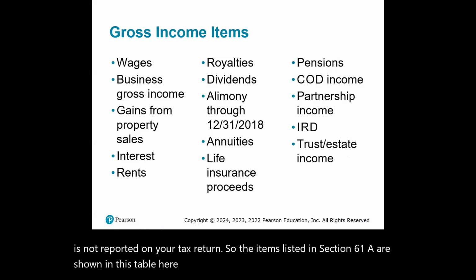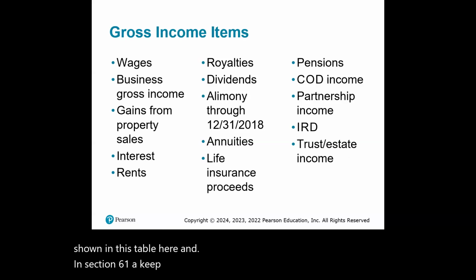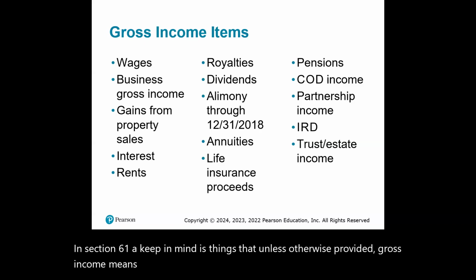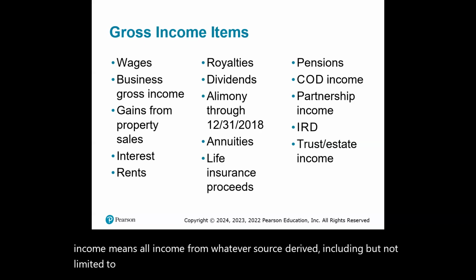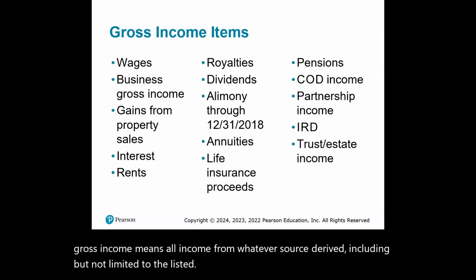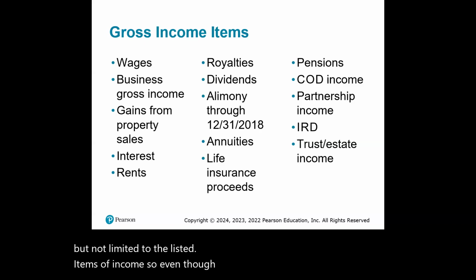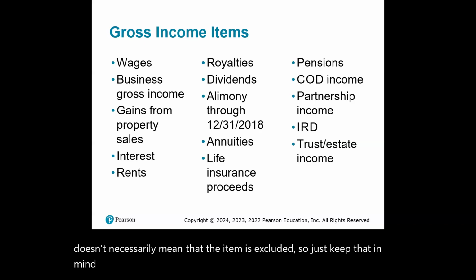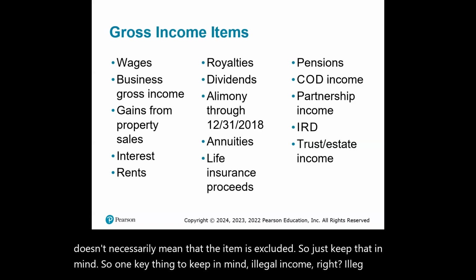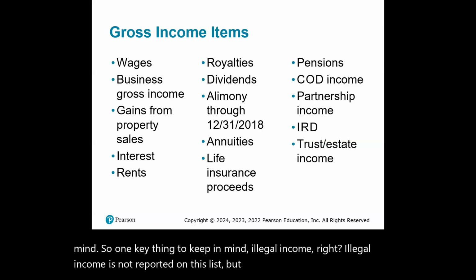So the items listed in section 61(a) are shown in this table here. And in section 61(a), keep in mind, it states that unless otherwise provided, gross income means all income from whatever source derived, including but not limited to the listed items of income. So even though an item might be omitted from this list, it doesn't necessarily mean that the item is excluded. So just keep that in mind. One key thing to keep in mind, illegal income, right? Illegal income is not reported on this list, but illegal income is considered taxable. So here we just have some examples.